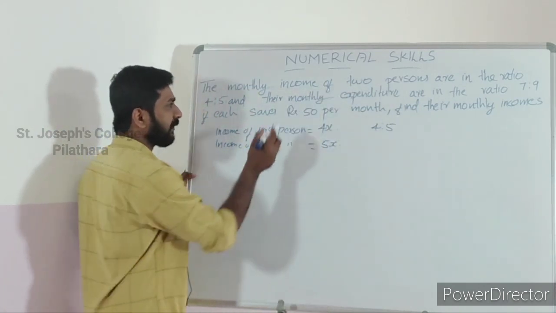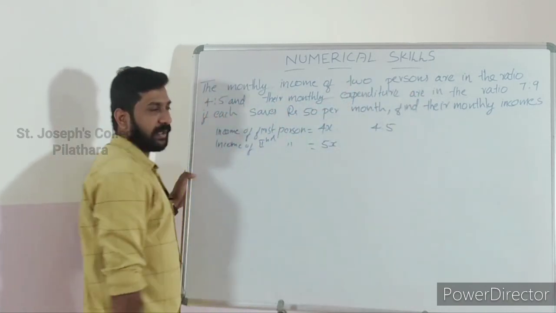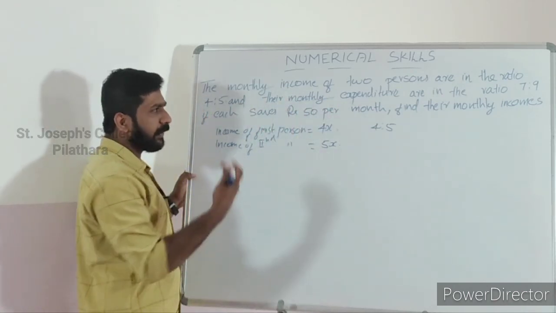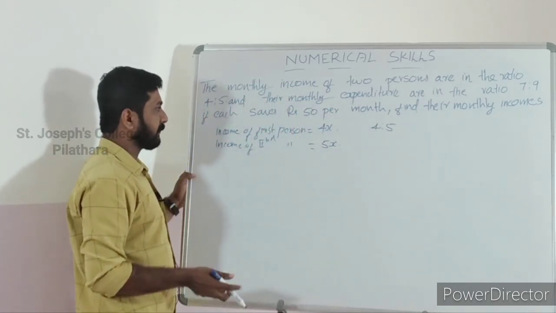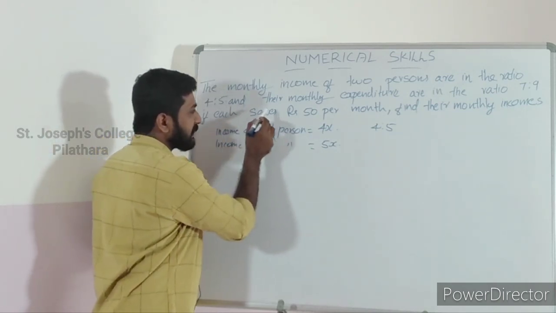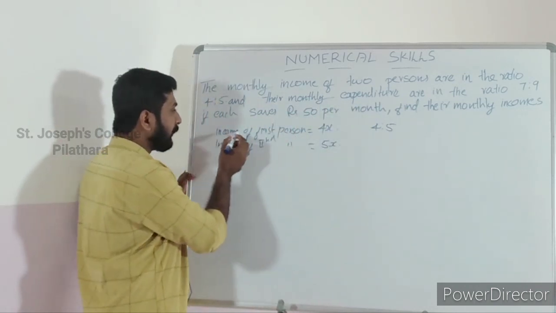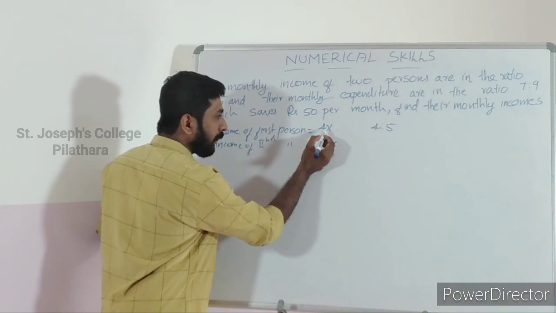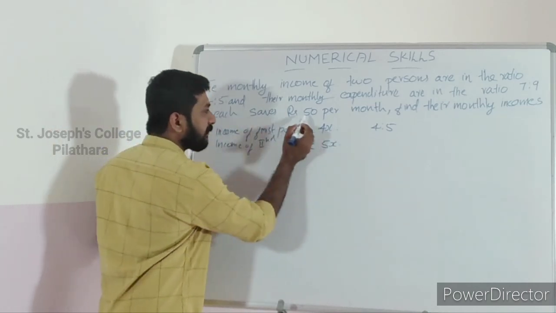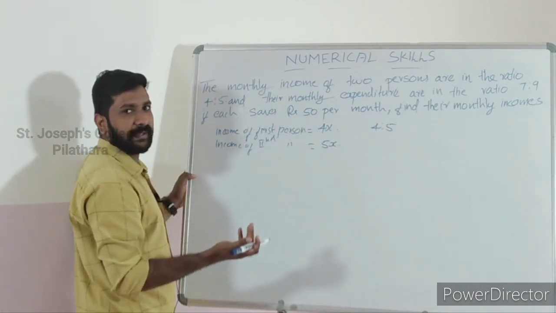What is the next sentence? Their monthly expenditures are in the ratio 7:9. The ratio of their expenditure is given, but we don't know what the expenditure is. For that, a clue is given here: if each saves rupees 50 per month. Here we know the incomes, which are 4x and 5x, and we have the savings, rupees 50 for each. From that we can find the expense.